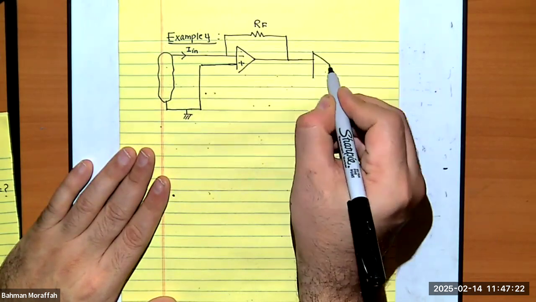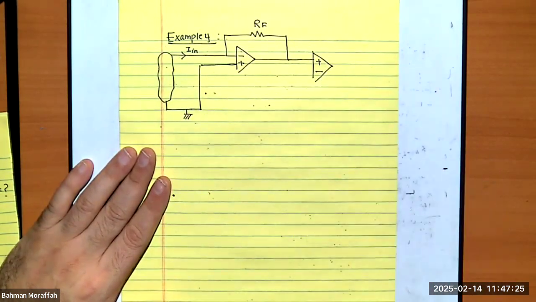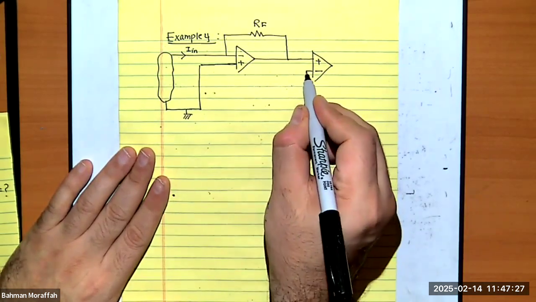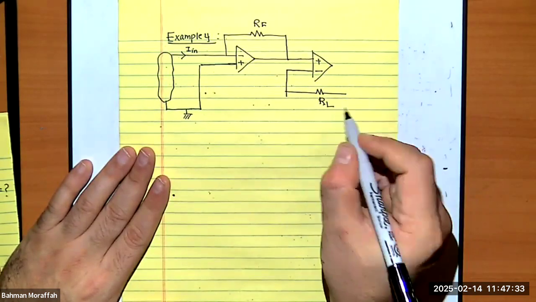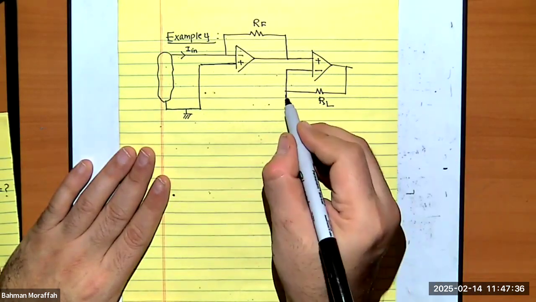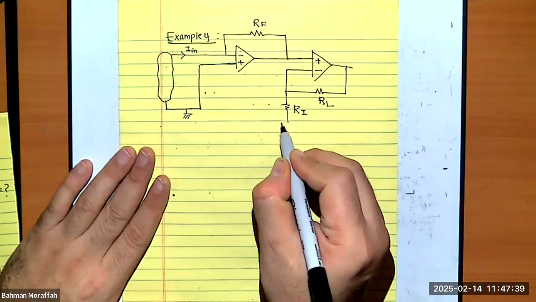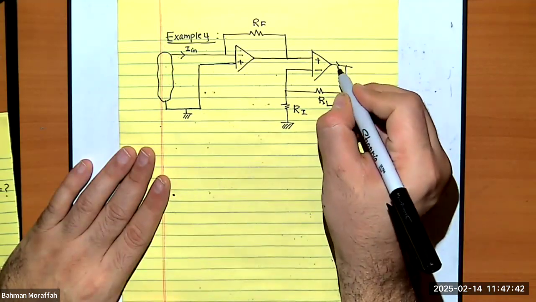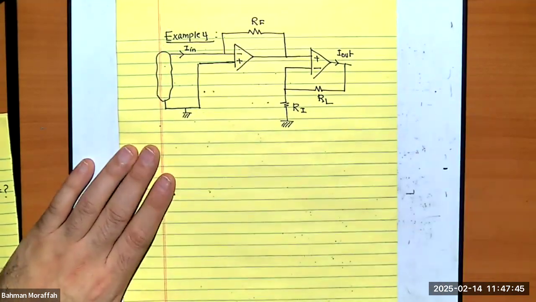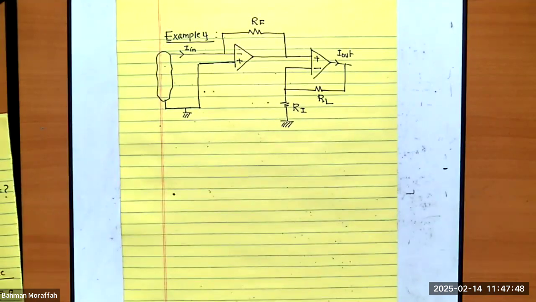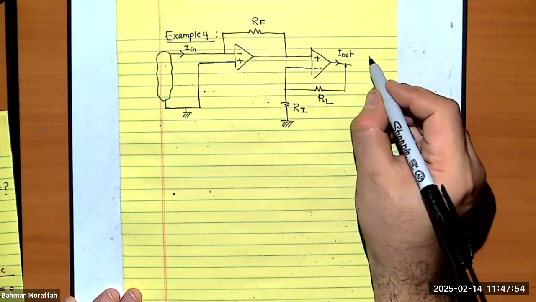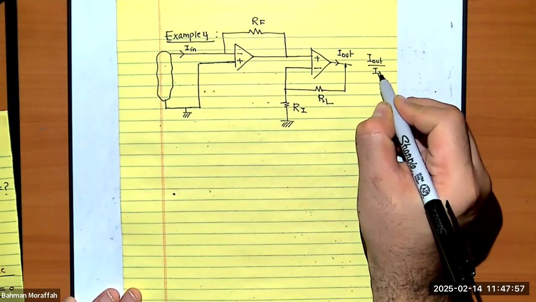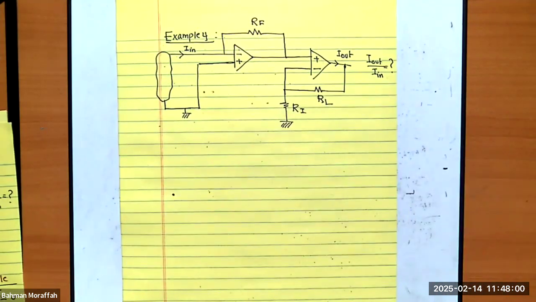Then I'm going to hook this up to another op amp. This time this is positive, this is negative. It is connected to a resistance RL and resistance RI, and this is connected to the ground. Let's call this I out, basically the current for this. The question is asking me what is I out over I in.